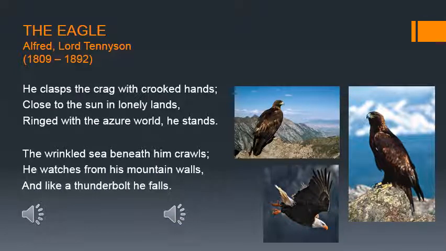He clasps the crag with crooked hands, Okay, so close that's to it. the sun in That's the lonely first lands, reading. ringed with the And I azure also have the world. second He reading. I would stands. like you to compare The between the wrinkled first sea and the beneath him second reading crawls, he and think watches. about From his what mountain walls, makes and those two like a readings thunderbolt, different. he falls. Okay, this is the second reading.